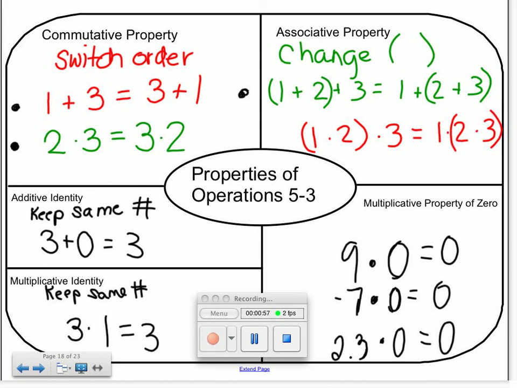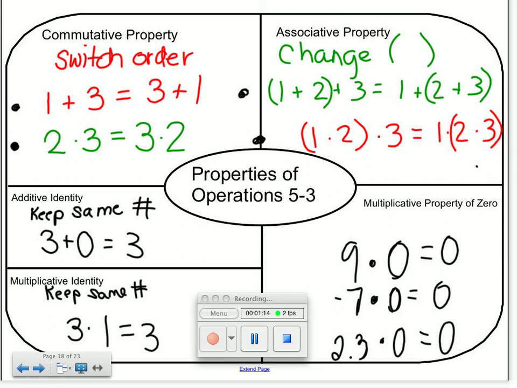Now, the second one here is the associative property of multiplication. So 1 times 2 is 2, times the 3 is going to give us 6. On this side, if we do parentheses first, 2 times 3 is 6, times the 1 is still 6. So either way, you're going to get 6 as your answer there.